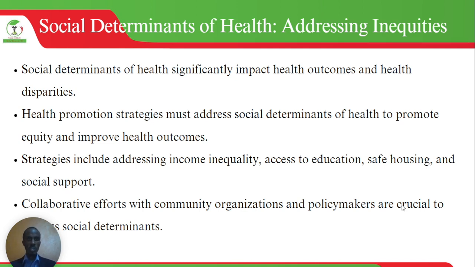So strategies include addressing income inequality, access to education, safe housing, and social support, and collaborative efforts between community organizations, policymakers are very crucial in addressing these social determinants of health. So the policymakers are very, very important in this case. Putting in place strategies like the health insurance policy, so that these people who are disadvantaged in terms of their income access health and do not suffer from those catastrophic expenditures whenever they are sick.